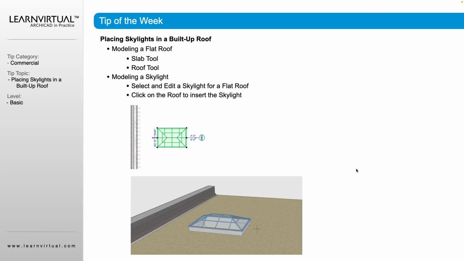So once you have the settings set for your skylight, it's just a click and place, just like our windows and doors would be, onto your roof system.